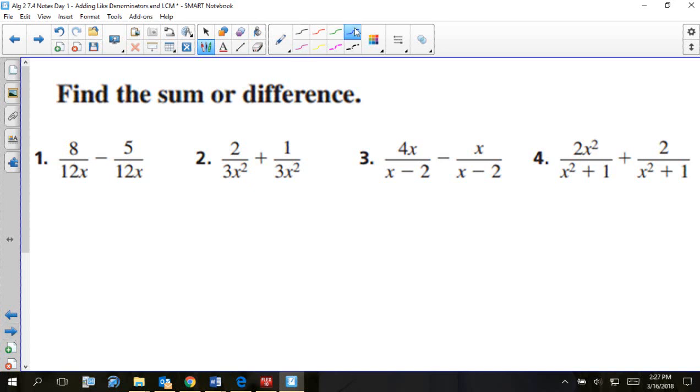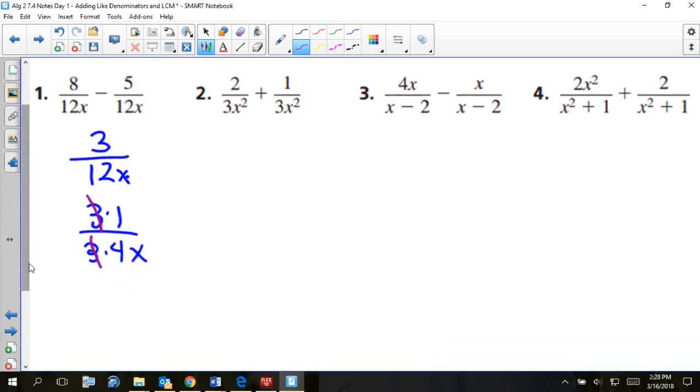Okay, the first one, we look and we say, common denominator is 12x. So now I do 8 subtract 5, 3 over 12x. Then I say, does anything factor? Well, 3 is 3 times 1, and 12x is 3 times 4 times x. So I can cancel the 3 and the 3 to give me 1 over 4x.